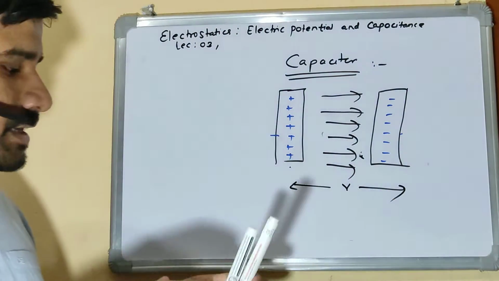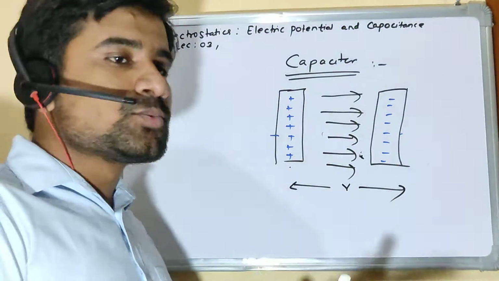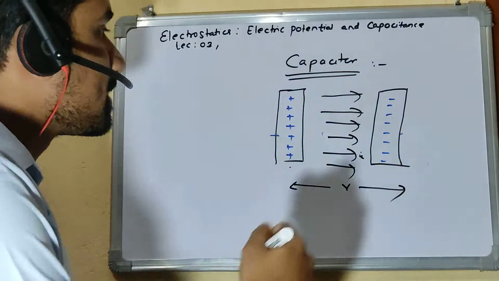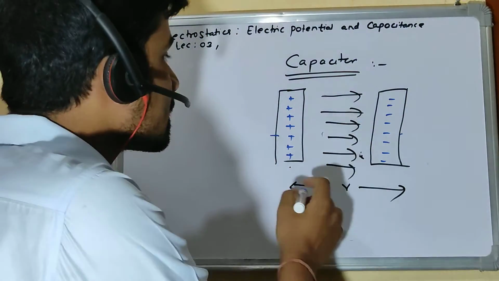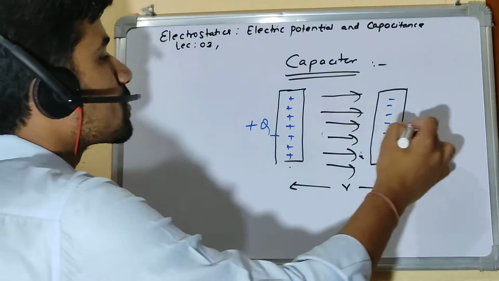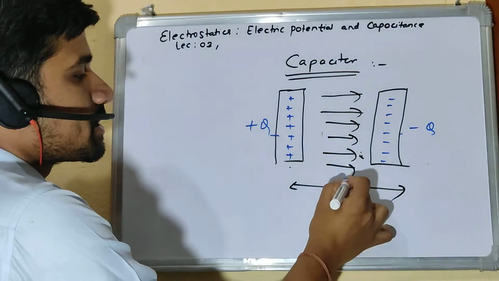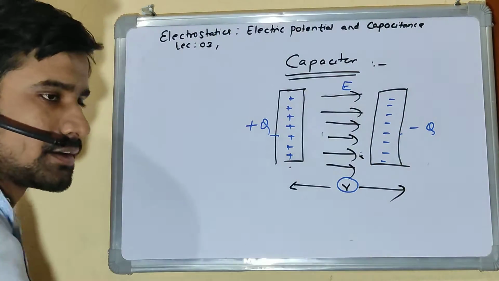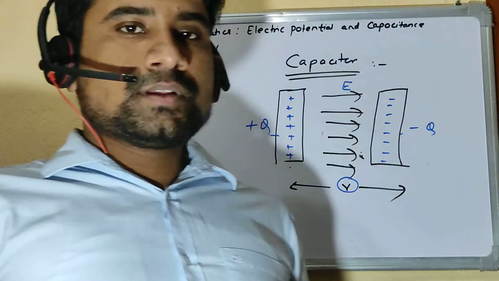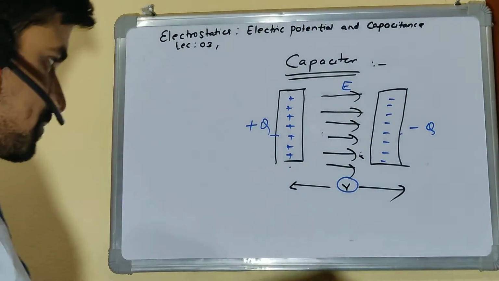Now an equal amount of charge is distributed on the positive and negative plates. Let's say this plate is the positive plate and this is the negative plate. If this has got plus q charge, this has got minus q charge, the net potential is V, and it has got an electric field E. Now let's define a term.